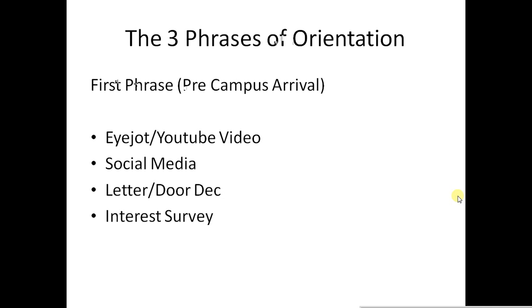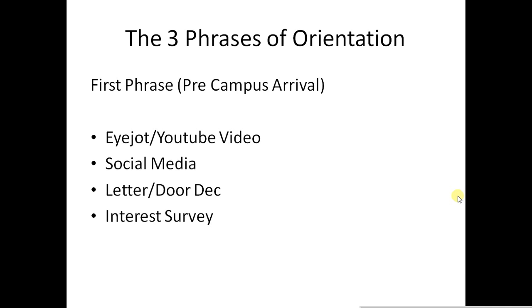Okay, now that you've answered those 3 questions, there's a reason why I had you do it. We're going to talk a little bit about the 3 phases of orientation. And of course, the first phase is the pre-campus arrival. So this is your attempt to welcome the students before they even get on campus. And I think this is great because it sets the tone and it creates an expectation and environment for the students, before they get there.